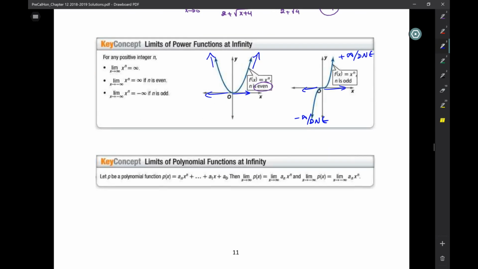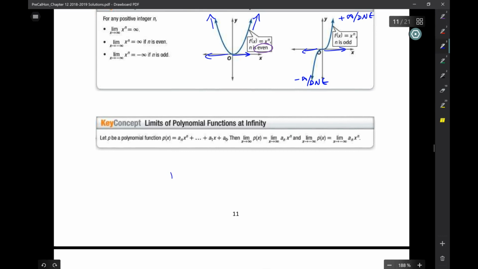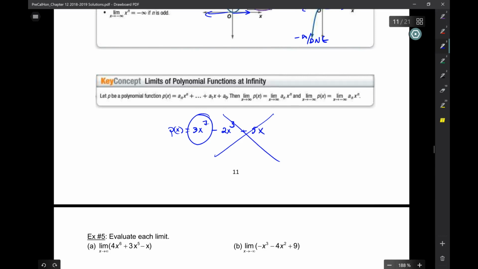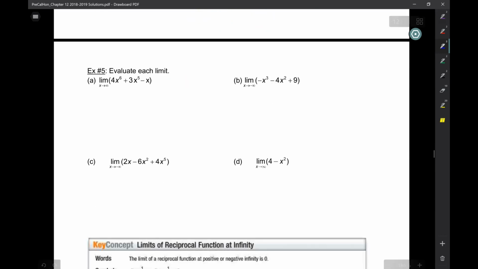Now, we've touched on this before when we did end behavior. When you have a polynomial function, so for example, p of x is 3x plus 7 minus 2x cubed plus 5x. At infinity, the only one that matters is this. So you can throw away everything else and just focus on the term with the highest power. So why don't we do one here? Look at this. I have the limit. Now look at what's different here. It's as x approaches infinity, right? When I have this, I can throw away everything else and just take the highest power. Okay?